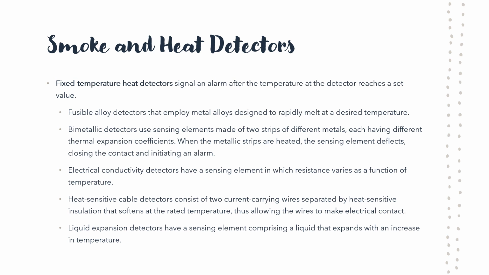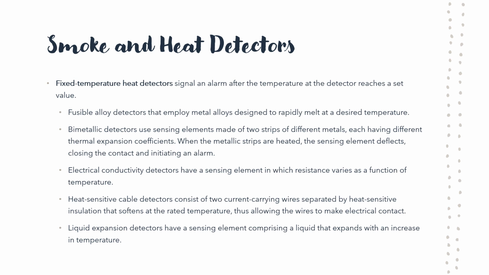One example is the fusible alloy detectors that employ metal alloys designed to rapidly melt at the desired temperature. Bimetallic detectors use a sensing element made of two strips of different metal, each having different thermal expansion coefficients. When the metallic strips are heated, the sensing element deflects, closing the contact and initiating an alarm.